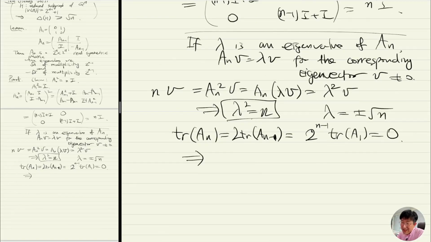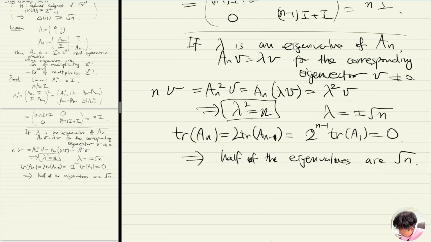So I know that every eigenvalue is either plus root n or minus root n, but the sum of the eigenvalues, which is equal to the trace, is equal to 0. So that means half of the eigenvalues are square root n, and the other half are minus square root n. The number of eigenvalues is 2^n, so 2^(n-1) of them are square root n, and 2^(n-1) of them are minus square root n. So that's the proof.